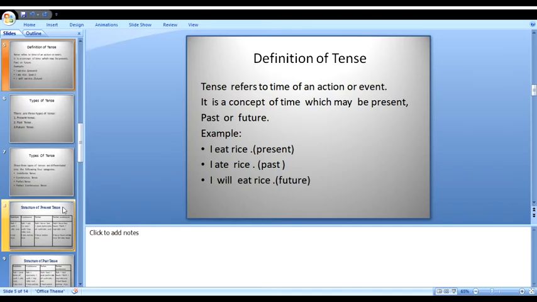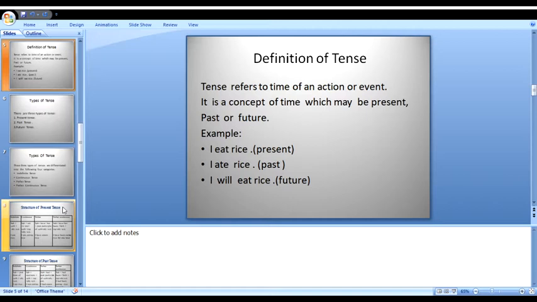Okay, first let's see what is tense. So what is the definition of tense? Tense refers to the time of an action or event. It is a concept of time which may be present, past or future.